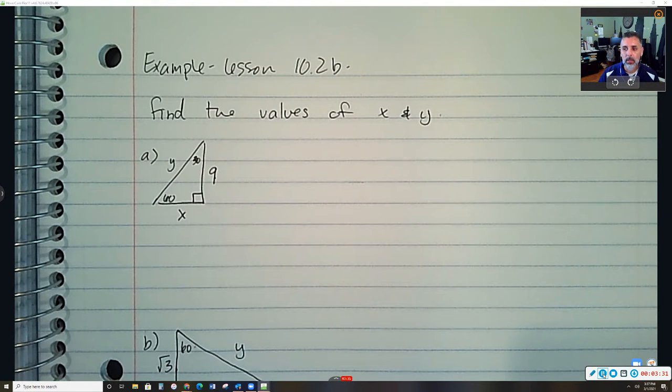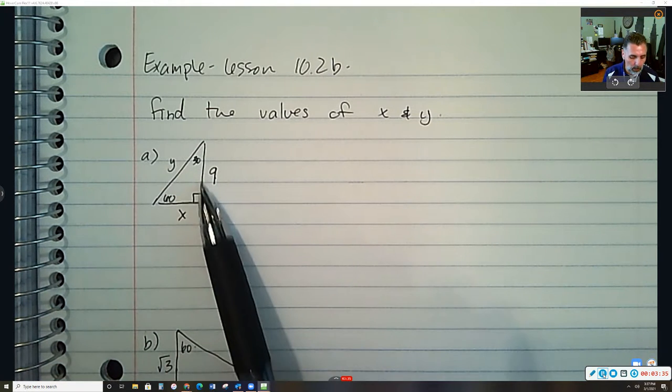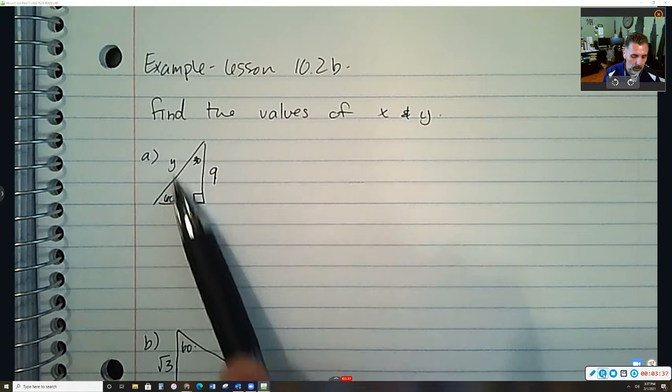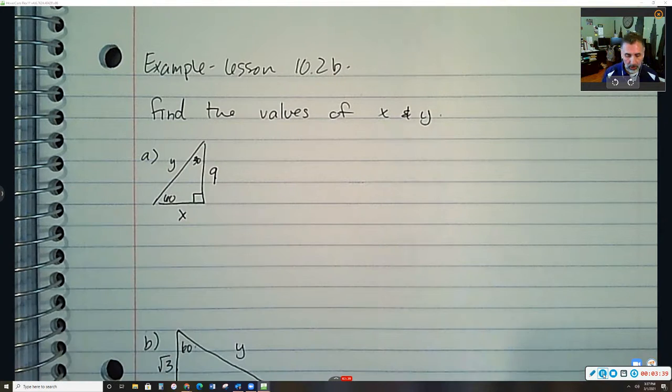So we're only doing 2 examples. Here's the first example. For these, we're still trying to find the missing sides of a right triangle. But because we only have one side, we can't use the Pythagorean theorem like we've been using before. But we can use the special properties of a 30, 60, 90.